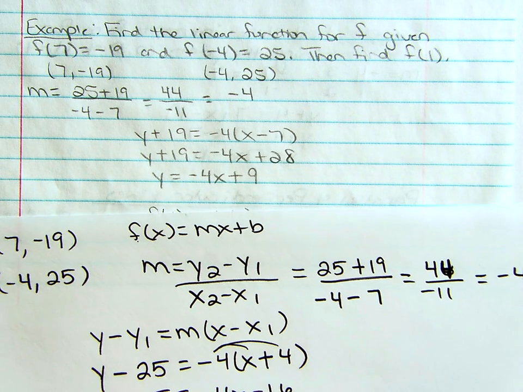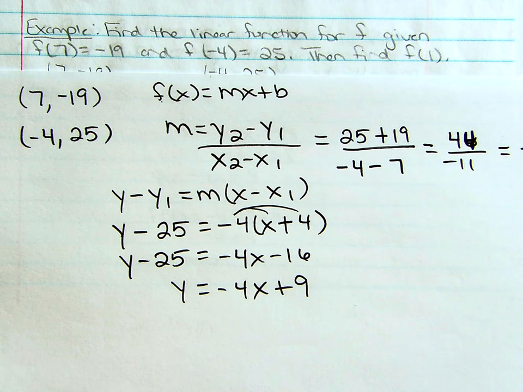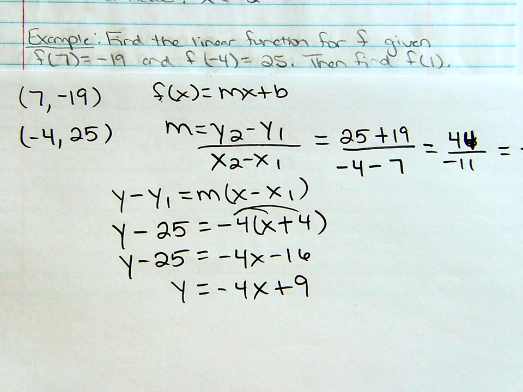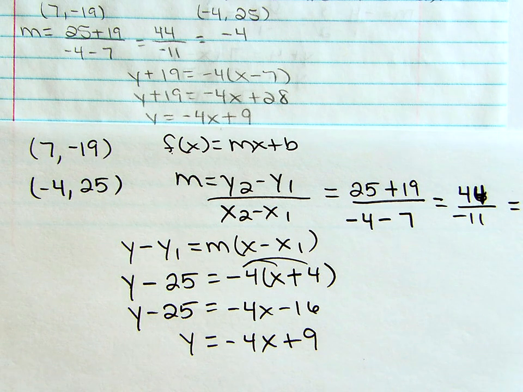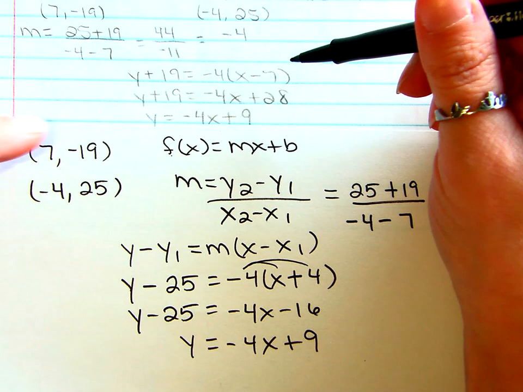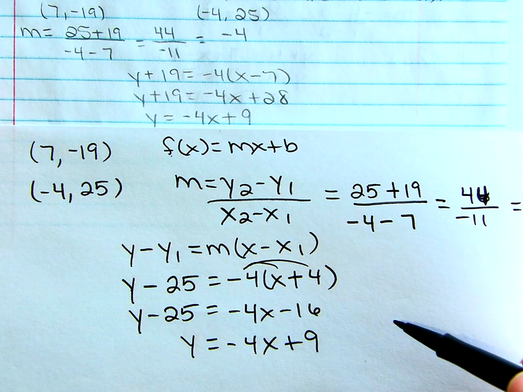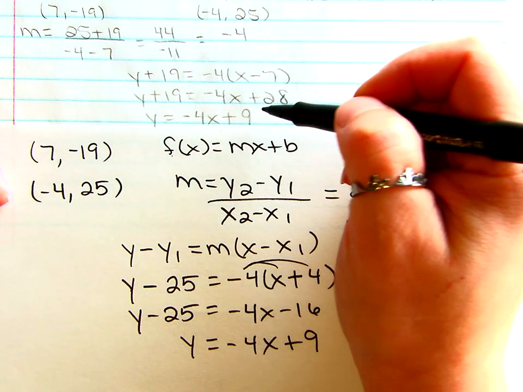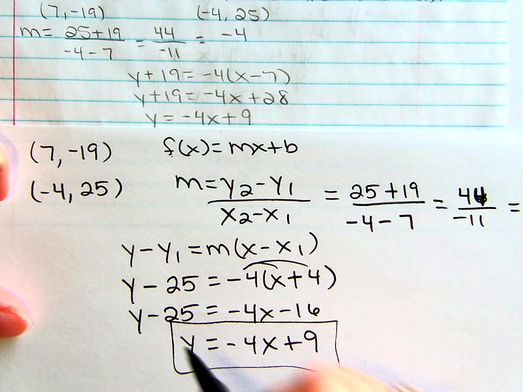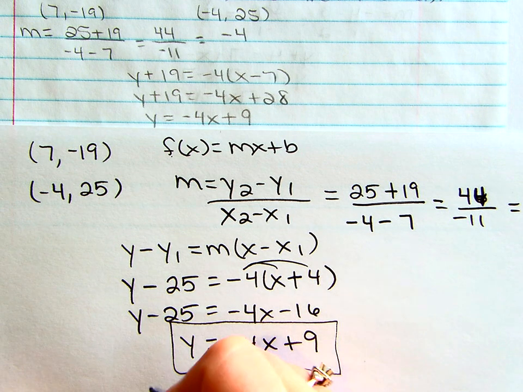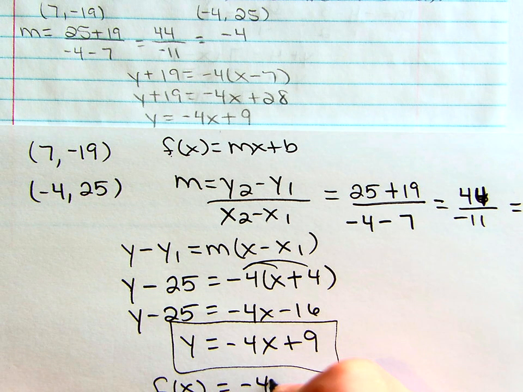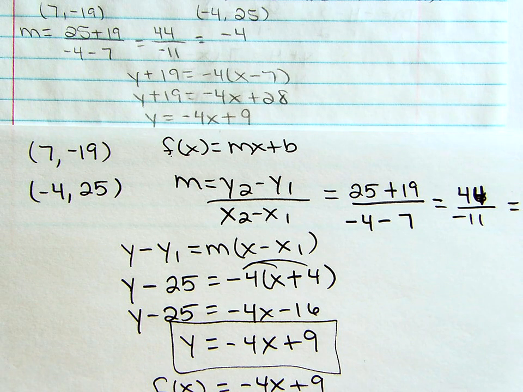That's not the one I used in my notes, so that's good. You have both examples. This is a great opportunity for us to see that in my notes, I used the 7, negative 19. And here on the paper in class, I used the point negative 4, 25. But both of those end up in this y equals mx plus b. That's exactly the same. y equals negative 4x plus 9. So that is the linear function, or f of x equals negative 4x plus 9. But now the question that they left us with is, then find f of 1.